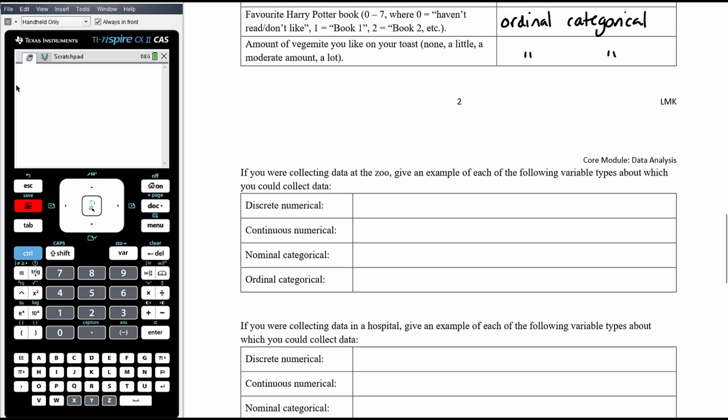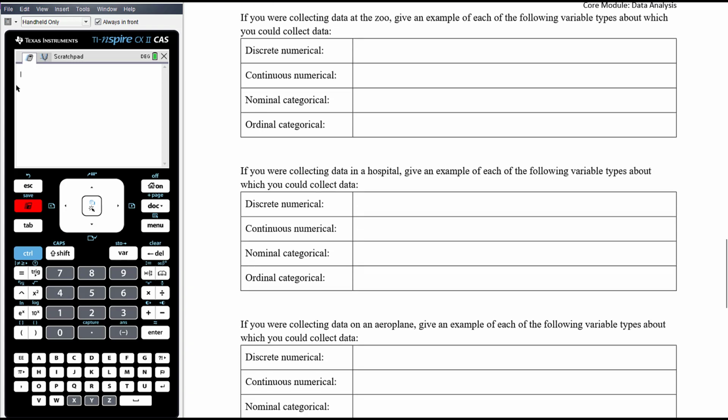Okay, I want you to pause the video with each of these and have a think through these. So if you were collecting data at the zoo, for example, think about all the things that happen at the zoo. Give an example of each of the following variable types about which you could collect data. So think about discrete numerical, continuous numerical, nominal categorical, ordinal categorical. So maybe have a pause, try and come up with your own things. There's infinitely many answers here. Try and come up with your own ideas.